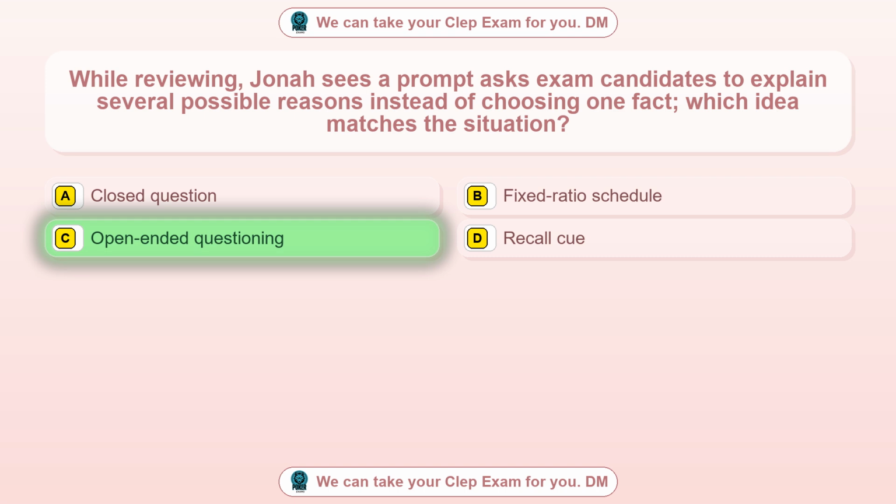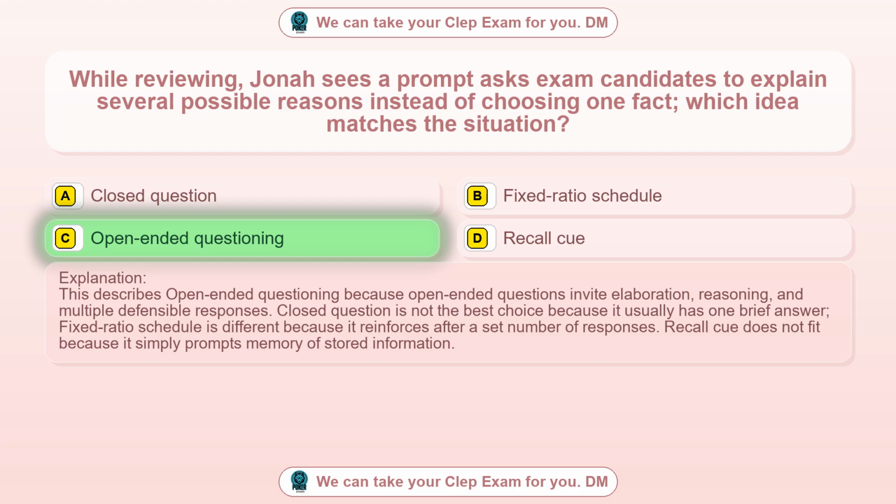Open-ended questioning. This describes open-ended questioning because open-ended questions invite elaboration, reasoning, and multiple defensible responses. Closed question is not the best choice because it usually has one brief answer. Fixed ratio schedule is different because it reinforces after a set number of responses. Recall cue does not fit because it simply prompts memory of stored information.